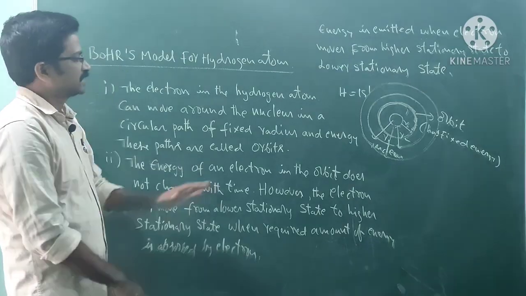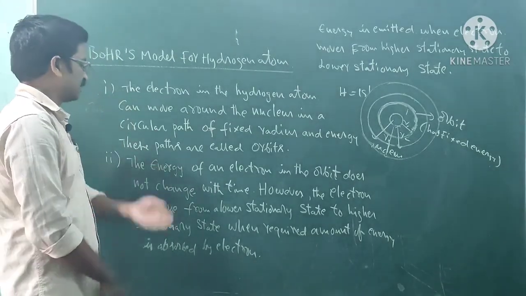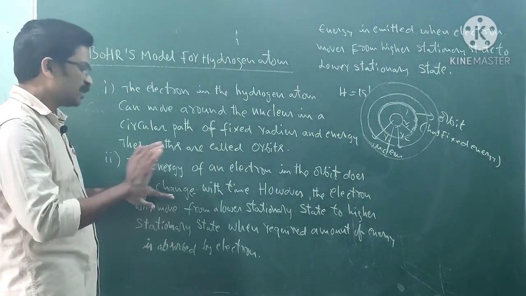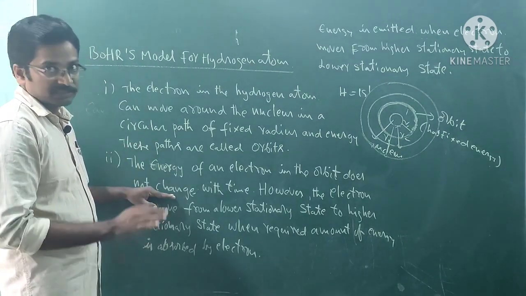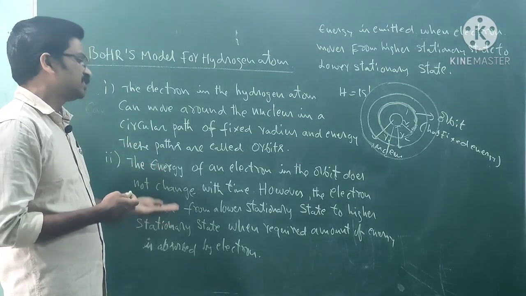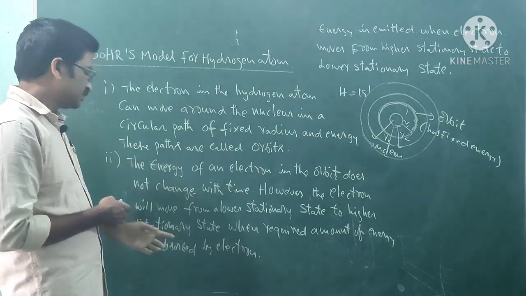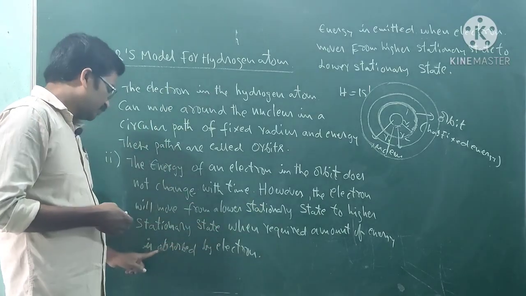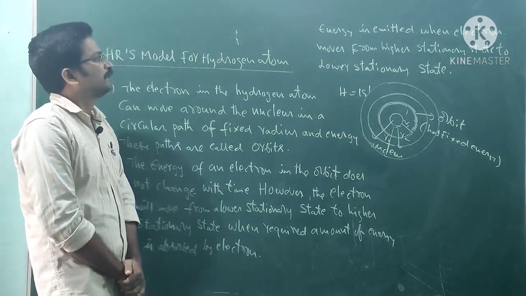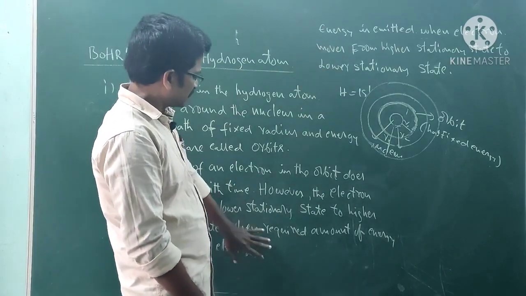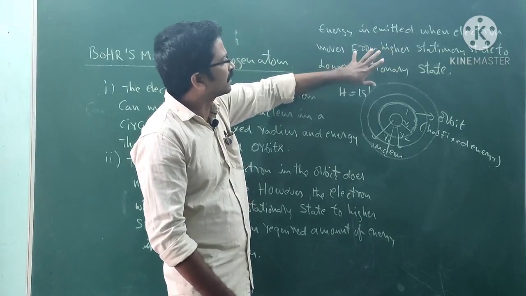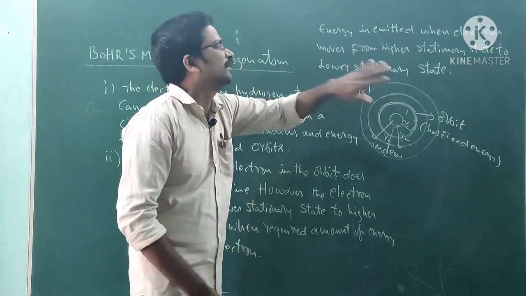Next, the second point. Let us focus. The energy of an electron in an orbit does not change with time. However, the electron will move from a lower energy state to a higher energy state when the required amount of energy is absorbed by the electron. Next point: energy is emitted when the electron moves from a higher energy state to a lower energy state.